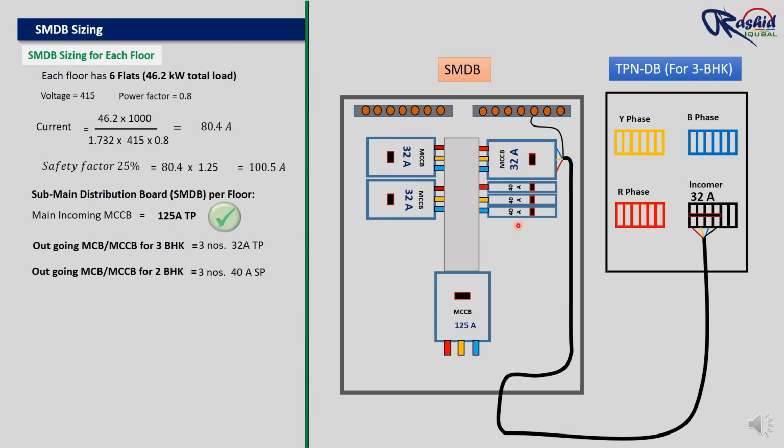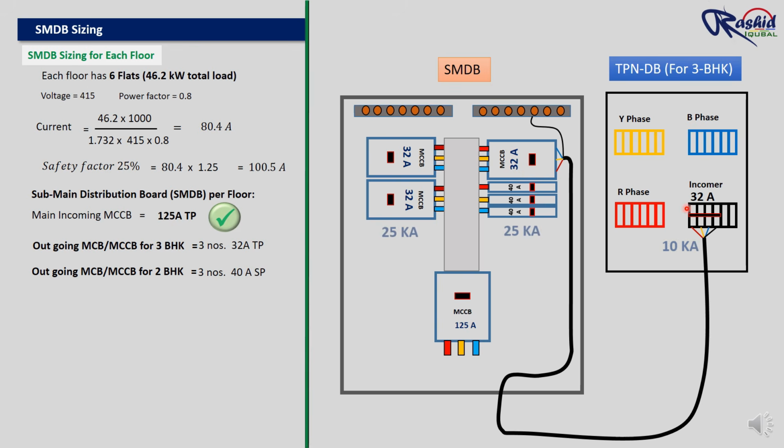I think you have noticed I have selected the same rating of MCCB which we install in each DB incomer in the flat. You can see here. We use TP MCCB in the SMDB outgoing circuit because MCCB has a high short circuit current like 25 kiloampere, which is useful for protecting the system against high fault current. This is important because the SMDB handles a larger load and we need more protection in case of short circuit.